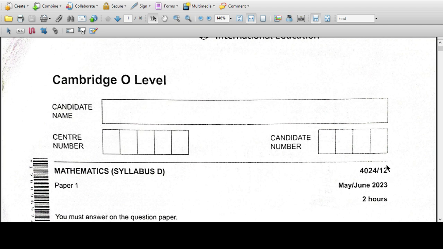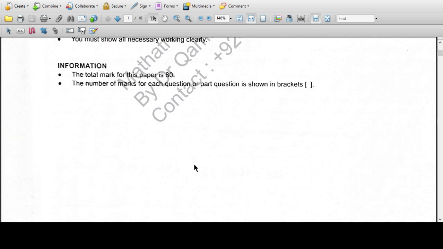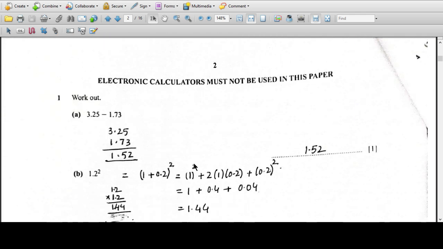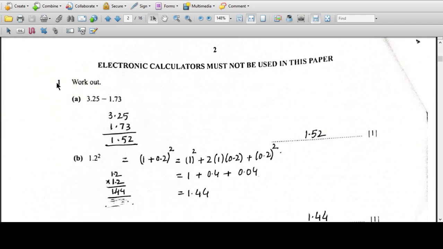In this session, we will discuss the mathematics paper May-June 2023, version 2 of P1. Course code is 4024, syllabus D. This is P1, and here we have question number 1. Work out 3.25 minus 1.73. So we have to subtract 1.73 from 3.25.